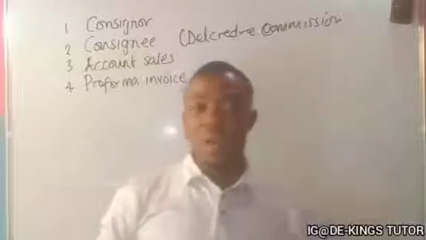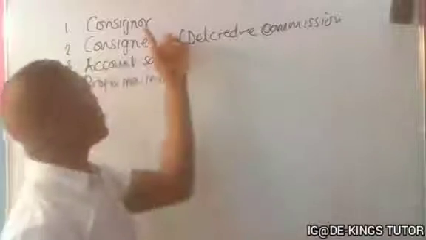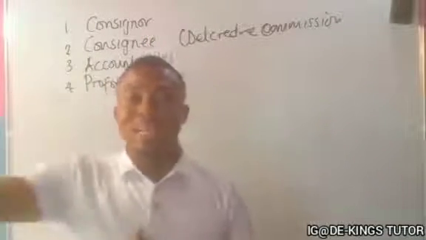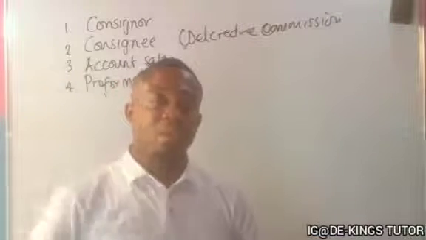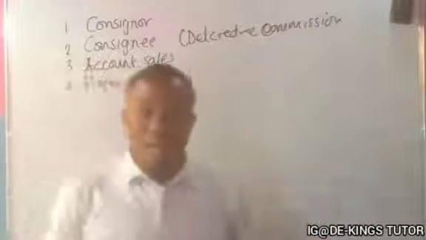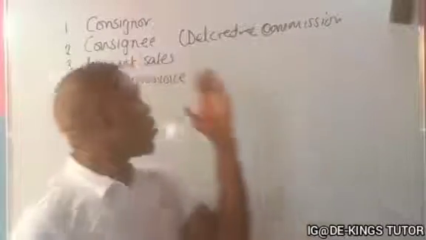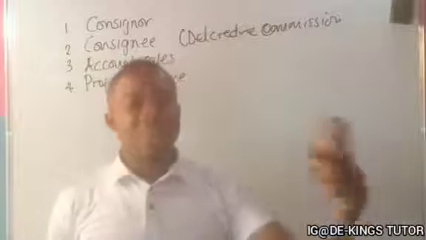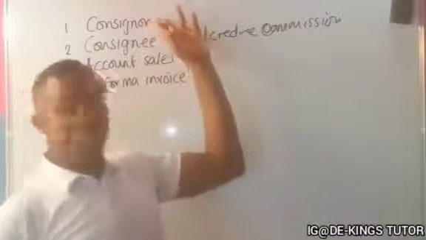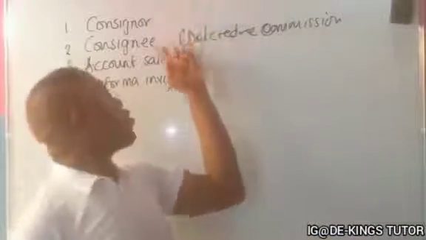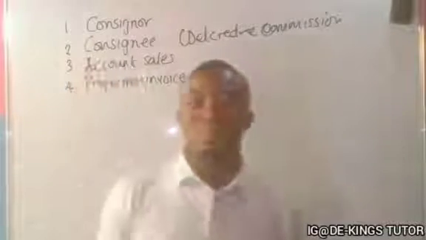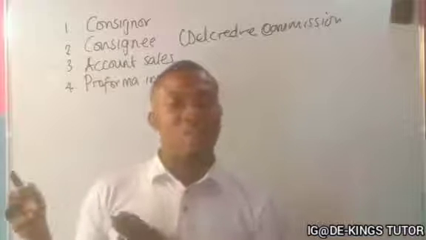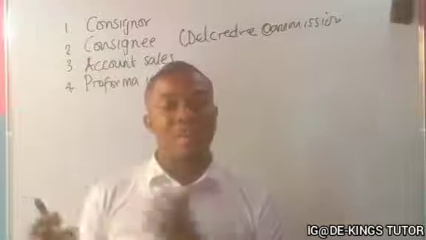Now, the consignor, as I've said earlier on, is the principal, the owner of the goods that sends the goods to another person. Okay, so the consignor is the owner, the principal. While the consignee is that individual in another location that receives the goods on behalf of the consignor. Okay, so the consignee is known as the agent. He receives the goods on behalf of the principal to sell for a commission.